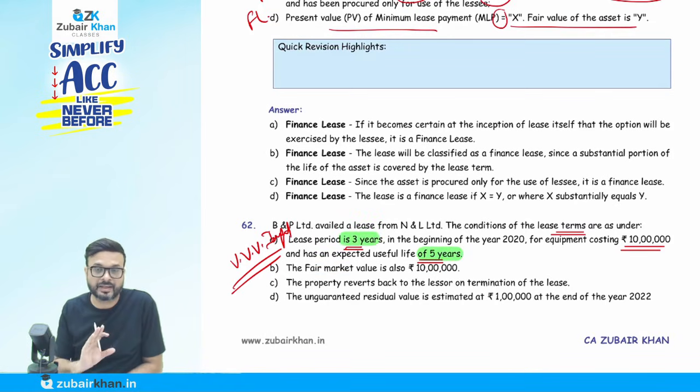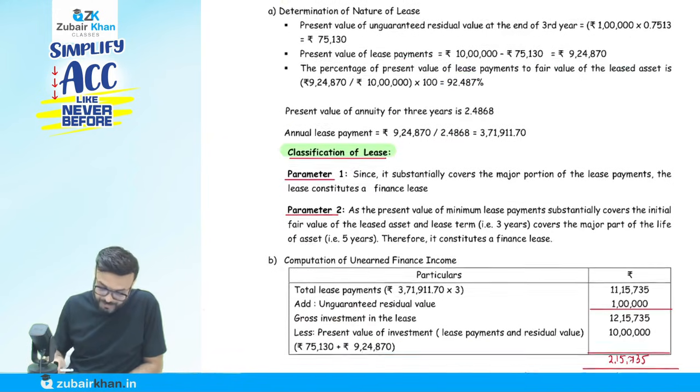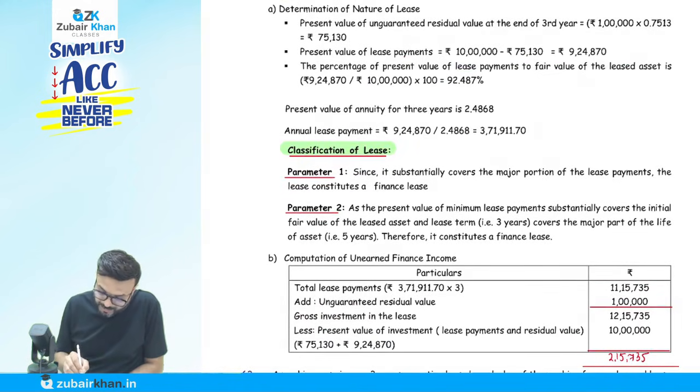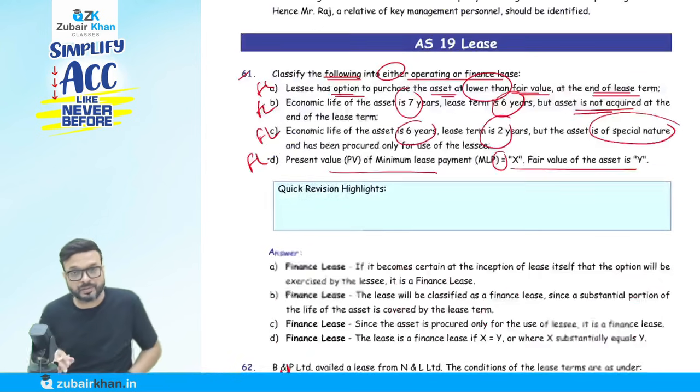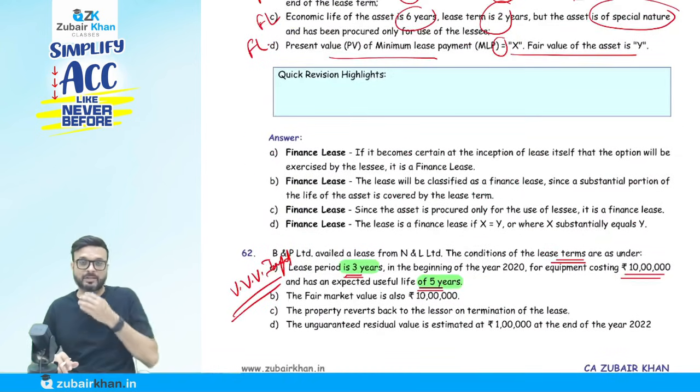So we can say it's a finance lease from the age parameter. From the age point of view, since it substantially covers the major portion. Not this second parameter, the present value of the minimum lease payment substantially covering the initial fair value. Out of 5 years, 3 years is going to be used by the lessee. So major part, we can say it's a finance lease, but there are some other parameters that we have to calculate. We'll see that.